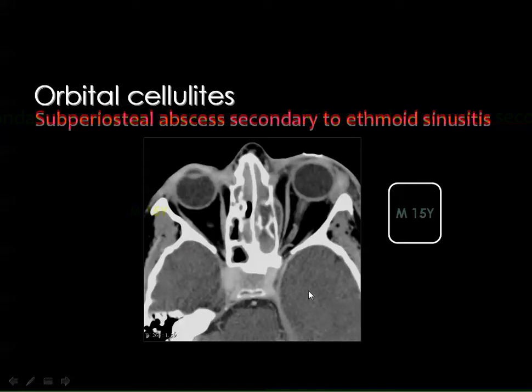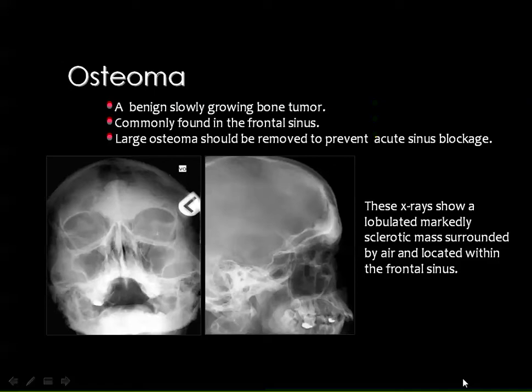And this is also a good example of subperiosteal abscess complicating ethmoid sinusitis on the left side, and you see the marginal enhancement of the abscess itself.